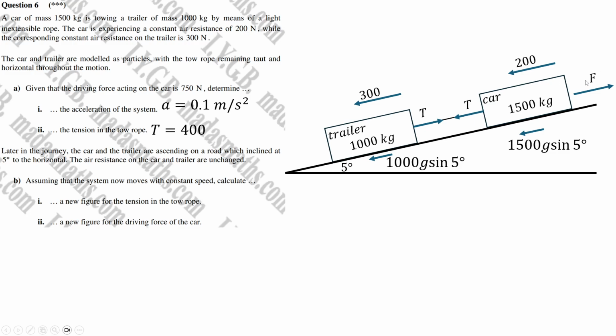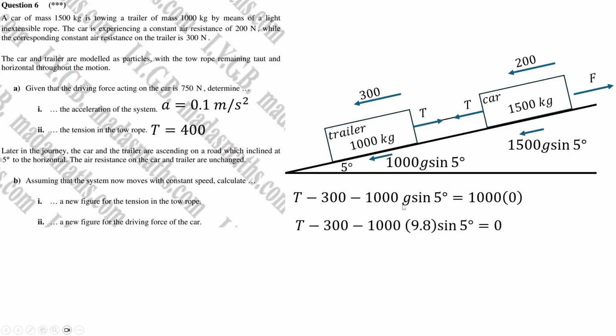Now, if we're having a look at the driving force, we can say F take away 200, take away, actually no, is that what I looked at? Okay, I think I looked at this one here first. So I did T take away 300, take away 1000 G sine theta equals the mass 1000 times the acceleration. Now the acceleration here is just 0 because it's got a constant speed, so the rate of change of the velocity is just 0, which is the acceleration. Rearrange that for T, where G is 9.8.